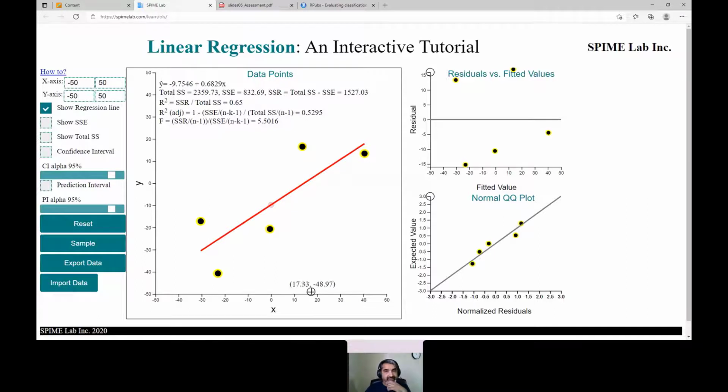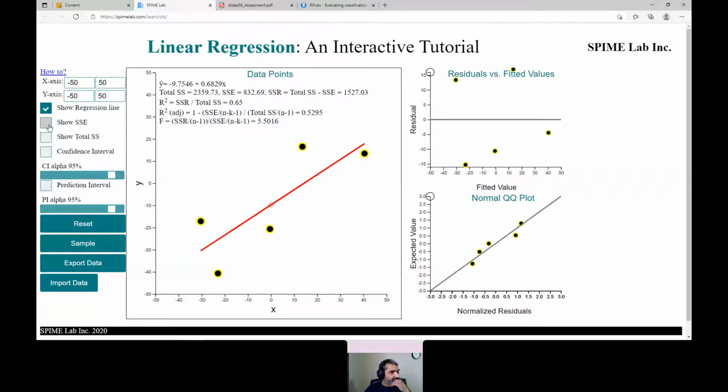So the key idea behind evaluating a regression solution, this red line is the regression solution. The key idea is to measure the distance between the actual data points, which are these black data points, and your prediction. And your prediction is where? For every data point, your prediction is on the red line.